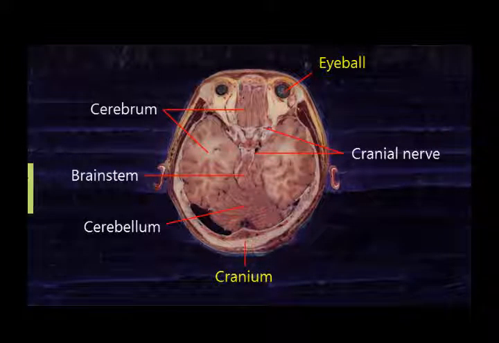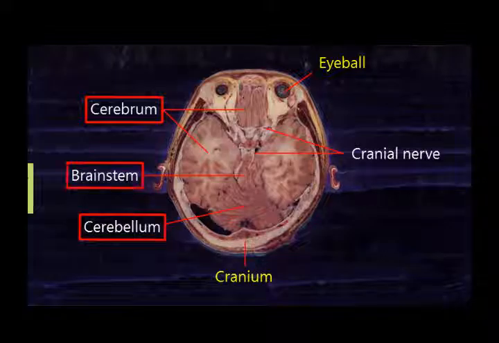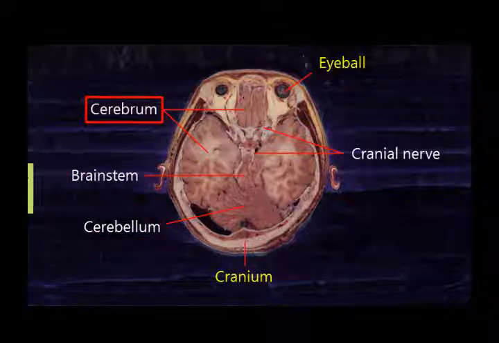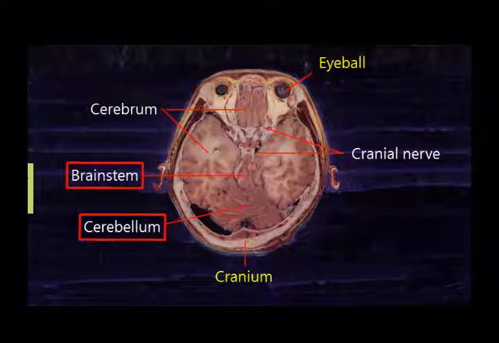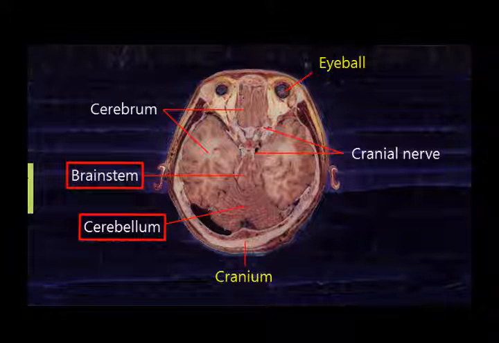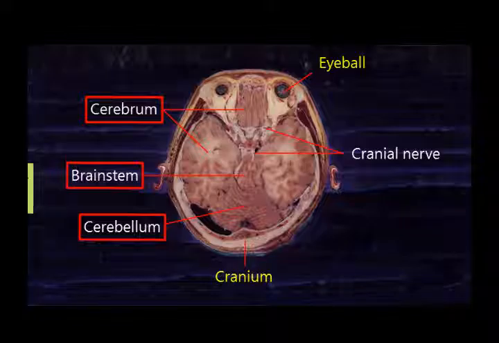Downwards, not only the cerebrum, but also the cerebellum and brainstem can be seen. Since the cerebrum is still a big portion here, it can be known that the cerebrum is much larger than the cerebellum and brainstem. The cerebellum is larger than the brainstem. The cerebrum, cerebellum, and brainstem all together are called the brain.